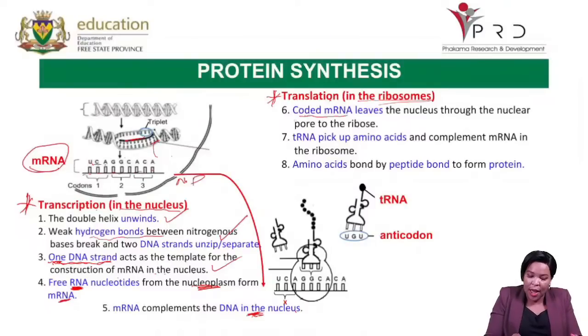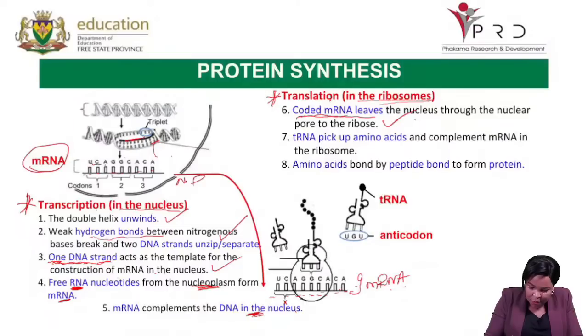What is happening there? The coded mRNA is going to leave the nucleus through the nucleopore. You're going to get a mark for that. And then it is going to attach itself on the ribosome here. You see it has attached itself. This molecule here is your mRNA that was made inside the nucleus. But now it has attached on the ribosome. I hope you know that this shape here represents a ribosome.